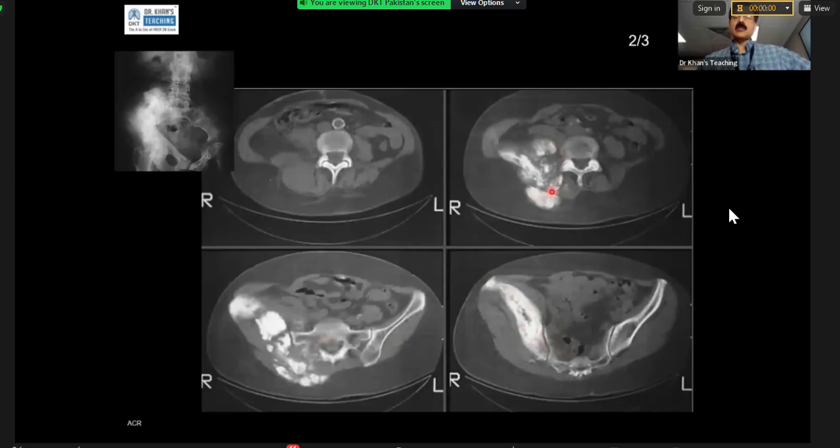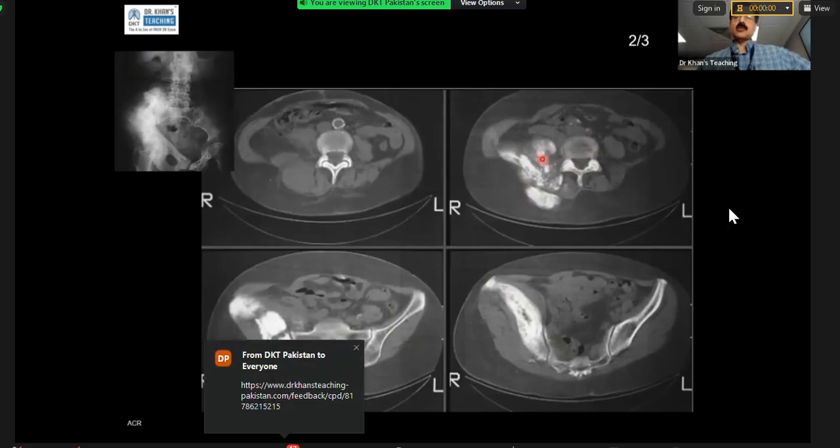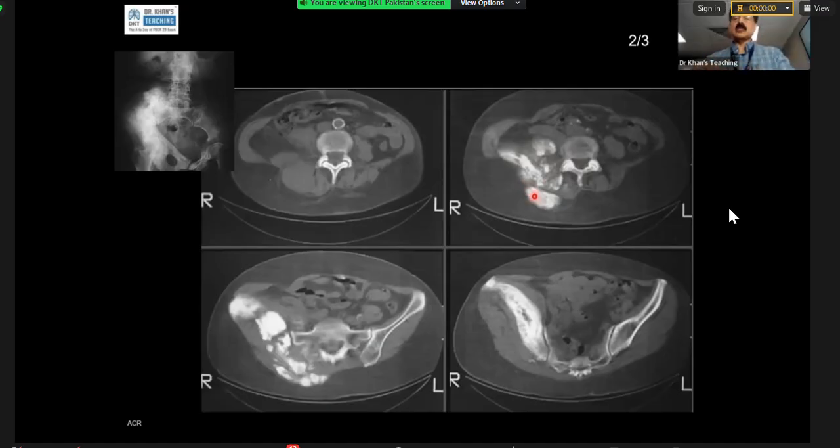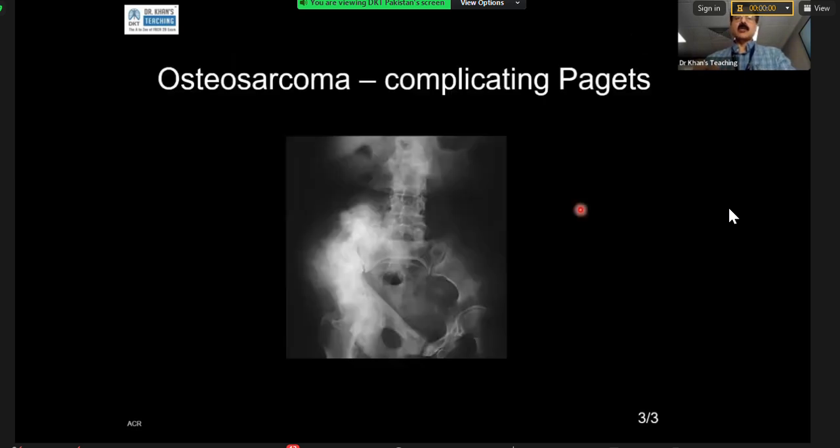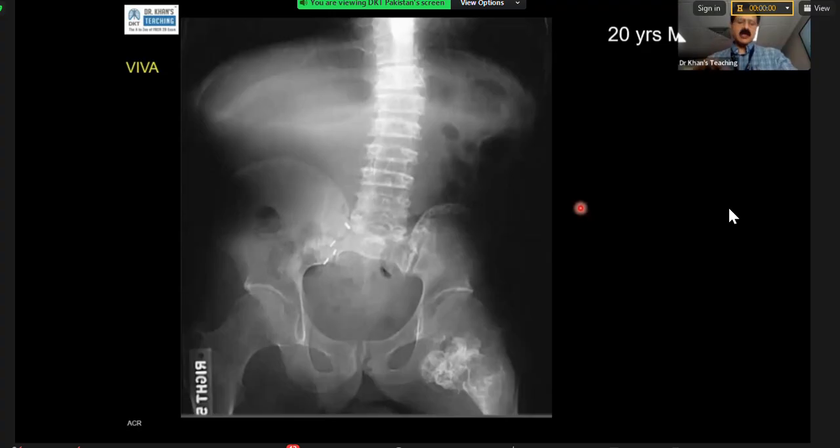And then on this CT scan, the key finding remains the same. This is the L5 vertebra, and around it there is soft tissue ossification. Osteoid matrix should not be there. So there is malignant transformation, and this is an osteosarcoma. They will ask you which tumor, and this is osteosarcoma. Well done. That was the last case of the day.